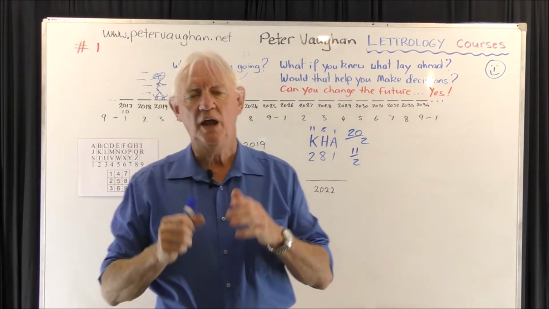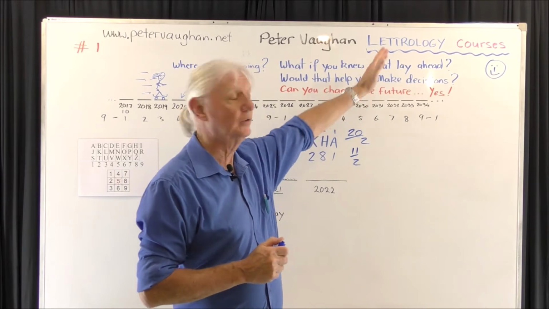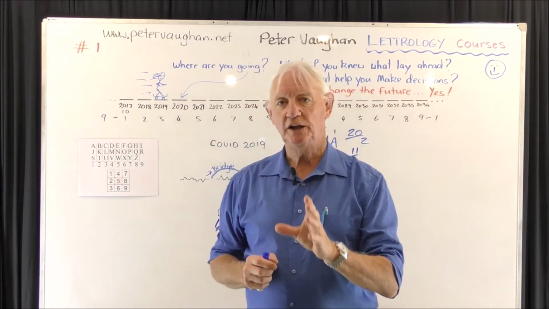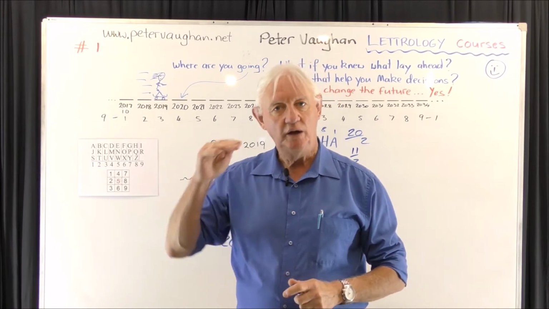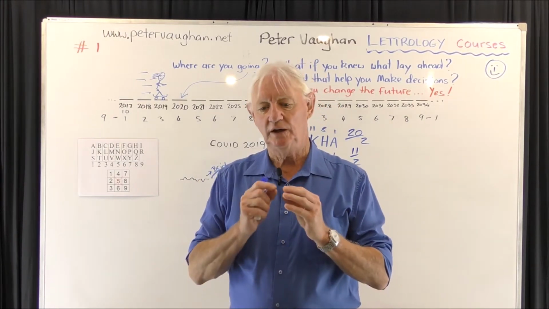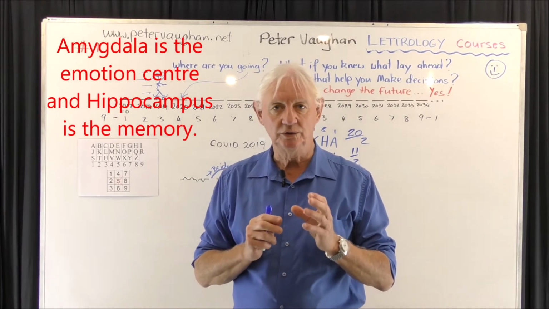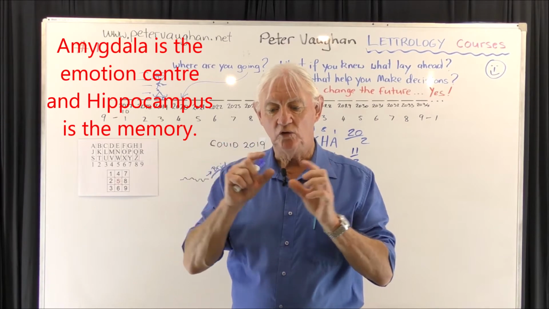So we have something that we haven't really looked at in life, and that's why I've called it Lettrology. It's the understanding of how letters affect us. To provide evidence for that, you have to go into the brain and find out how the brain works at a level called the amygdala. It's an organ in the brain, next to your hippocampus, which is literally your memory.